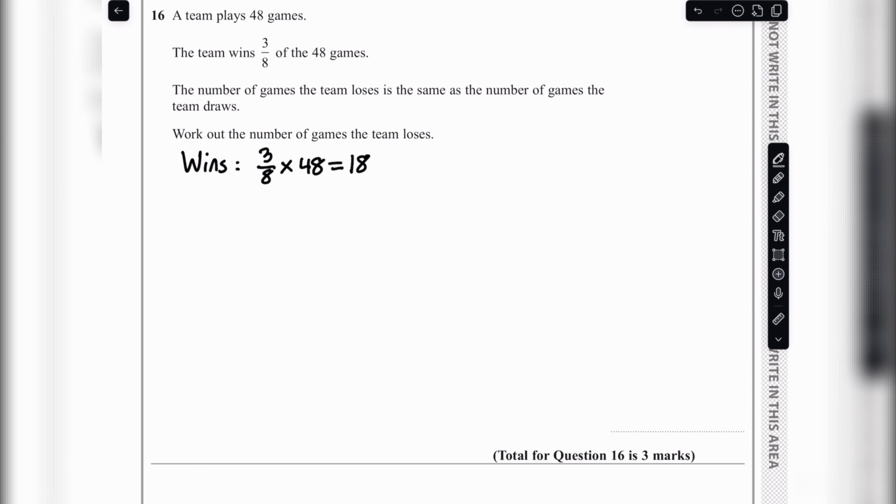And then we can subtract this number from the total number of games, and that will represent the losses and draws. So L plus D, which is the number of losses and draws, equals 48 minus 18, and that gives us a value of 30. And given that the number of games the team loses is the same as the number of games the team draws, we can divide this value by 2. So 30 divided by 2 gives us a value of 15. So the final answer is 15.